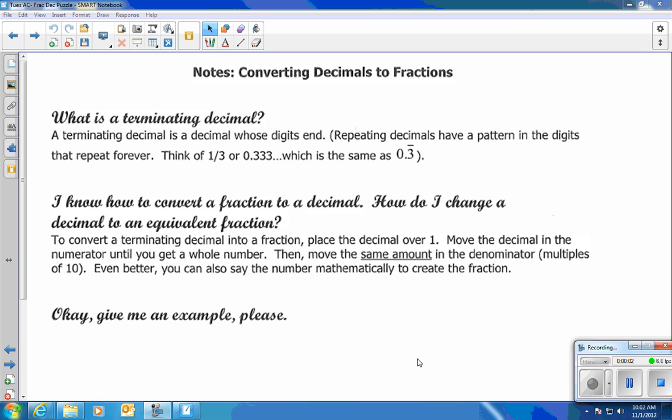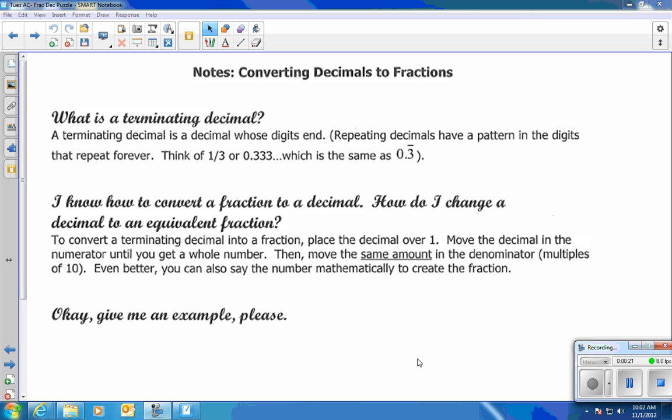This lesson is over converting decimals to fractions. So first we need to talk about a little bit of terminology. We need to know what a terminating decimal is. A terminating decimal is a decimal whose digits end. They stop. Repeating decimals, however, have a pattern in the digits that repeat forever and ever.